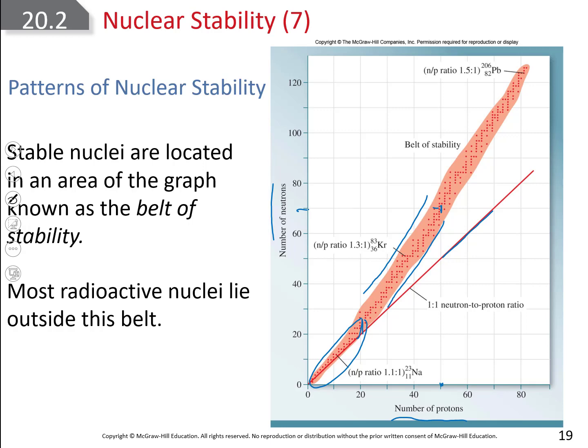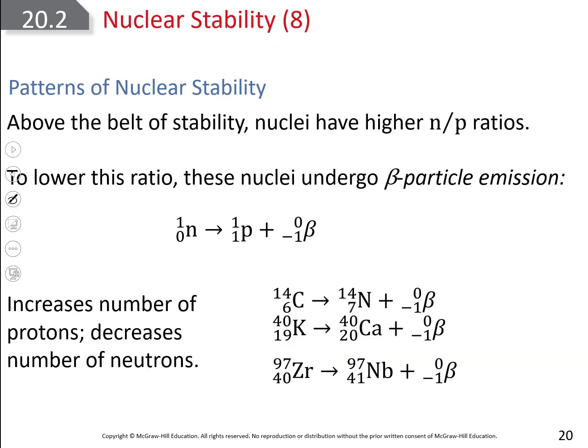So you can use that to predict whether or not an element is going to be stable. All right. So if you're above that belt of stability, you have too many neutrons. Below that belt, then you have too many protons. So how can we fix this problem? What is the atom going to do to try and get back into that belt? If it's above the belt, it has too many neutrons, so it has to get rid of neutrons. Well, you can't just lose a neutron. They're stuck in the nucleus. But what it can do is lose a subatomic particle such as a beta or positron.